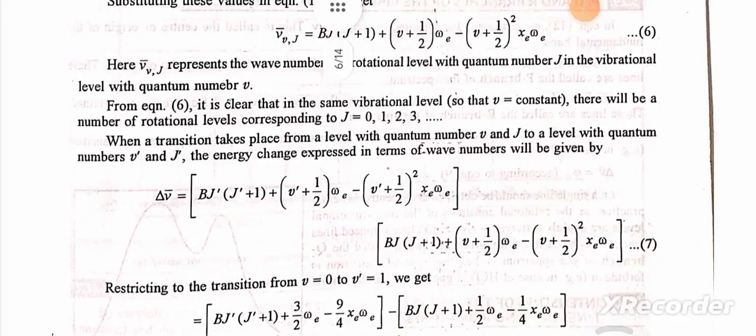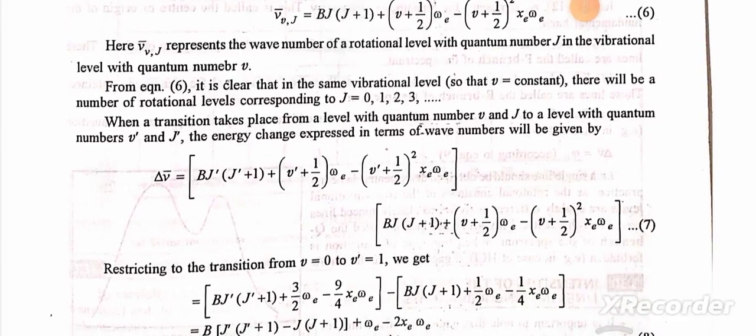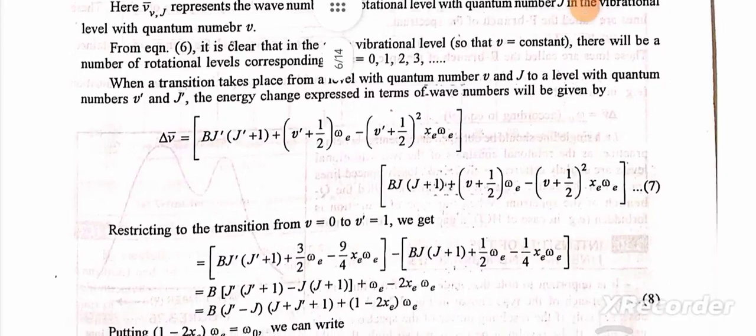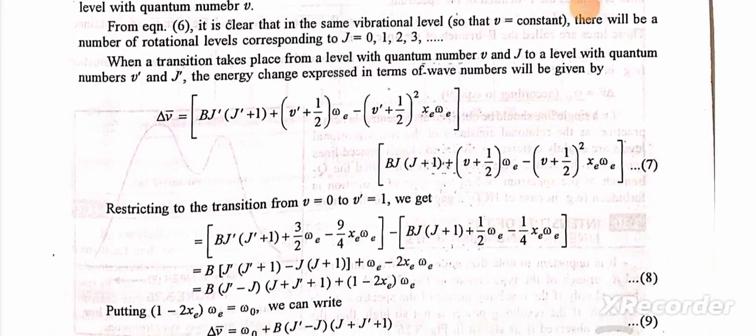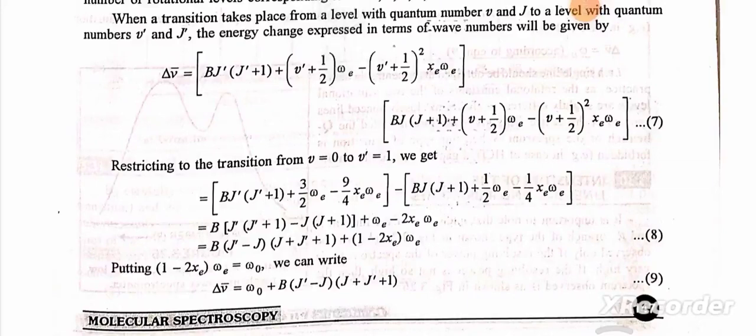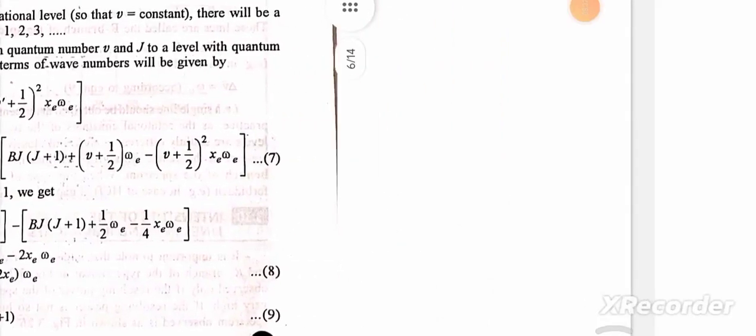From equation 6, it is clear that in the same vibrational level there will be a number of rotational levels corresponding to the J. When a transition takes place from a level with quantum number v and J to a level with quantum number v dash and J dash, the energy change expressed in terms of wave numbers will be given by delta ν bar equals this. And restricting to the transition from v equals 0 to v dash equals 1, we get B(J dash minus J)(J plus J dash plus 1) plus (1 minus 2xe)ωe. And putting (1 minus 2xe)ωe equals ω naught, we can write Δν bar equals ω naught plus B(J dash minus J)(J plus J dash plus 1).